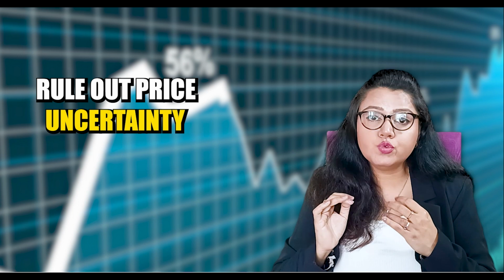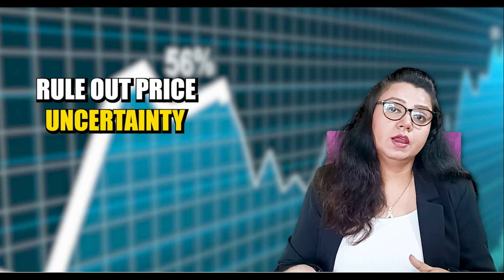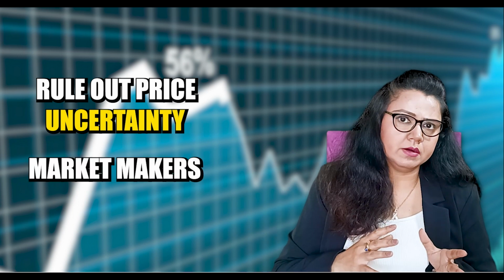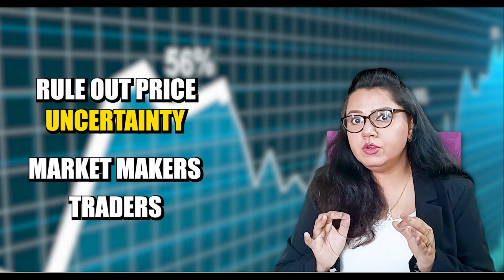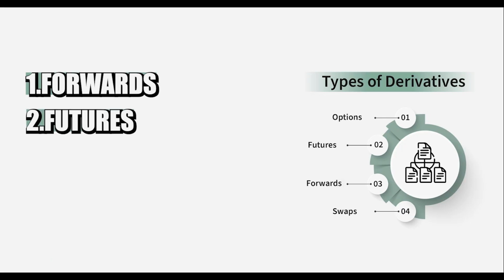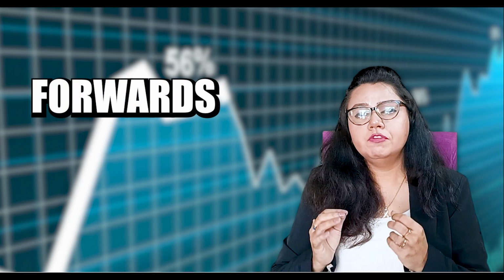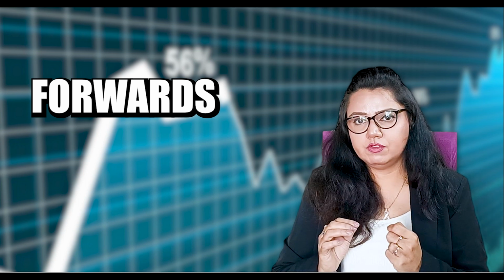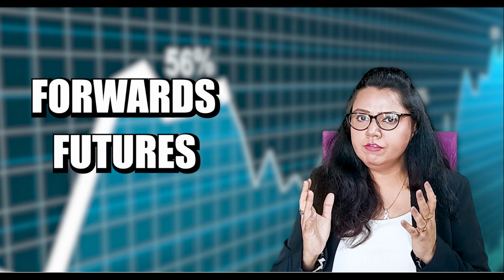This is how the modern day derivatives contract came into the picture. Derivatives were primarily used to hedge, that is, to rule out price uncertainty. But with time, market makers and traders started to use them for speculation as well. Today, there are basically 4 types of derivatives: forwards, futures, options and swaps. The instruments which are basically used for trading are futures and options. However, we would understand forwards as well to have a better understanding of futures.